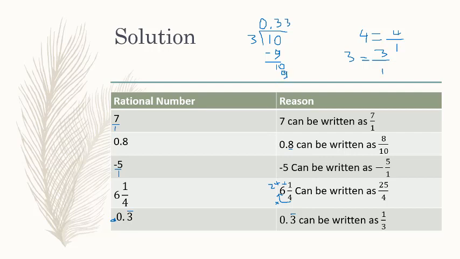Notice, guys, if I continue, I will have a sequence of 3s. It will never stop. Then we say that 0.3333 can be written as 1/3. This is why it is a rational number, because 1/3 is a fraction. Okay, let's continue.